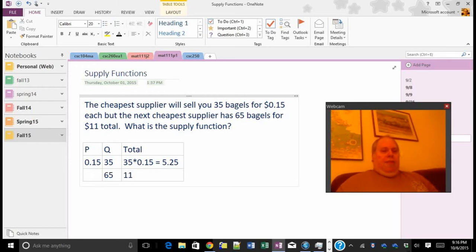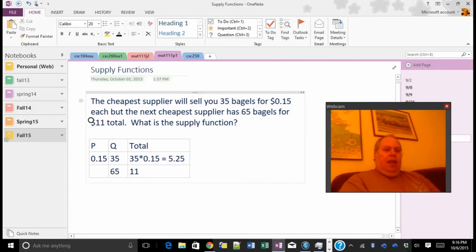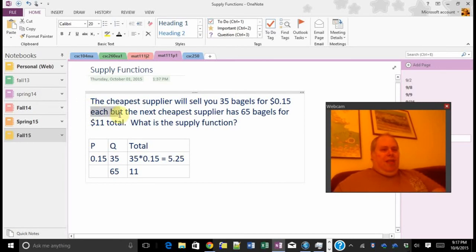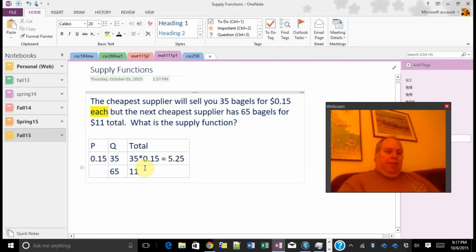So, this is very important. You have to watch these questions very carefully. If it says each, like over here, each, then that gets multiplied to make the total. But if it says total, then it goes straight into the total area over here, 11.